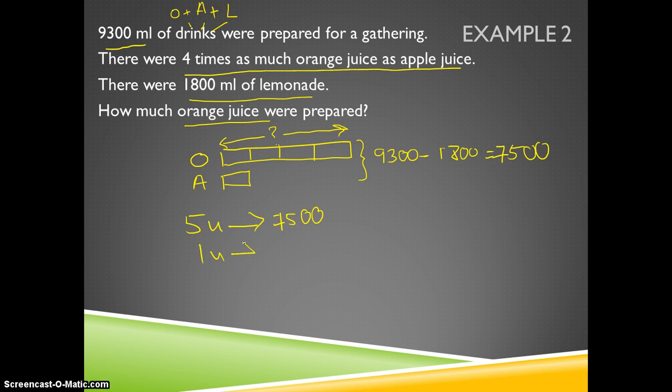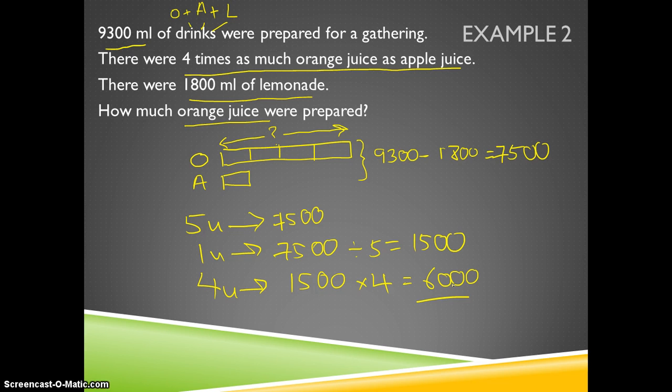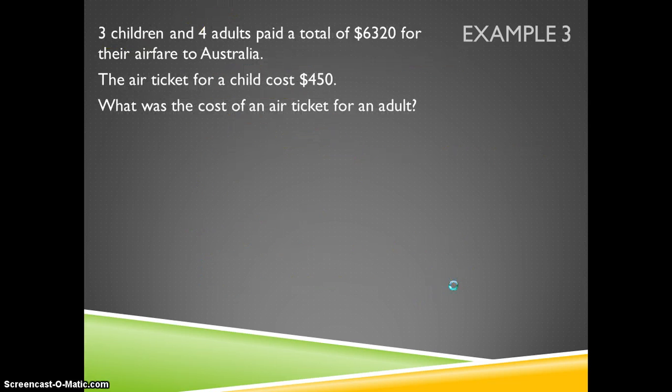So 1 unit, it's very easy now. 7,500 divided by 5 will give me 1,500. And what I'm looking for is orange. So how many units are there in orange? 1, 2, 3, 4 units. So therefore 4 units is 1,500 times 4. And if you do your working properly, you should get 6,000 as your answer. Okay, moving on to example 3.